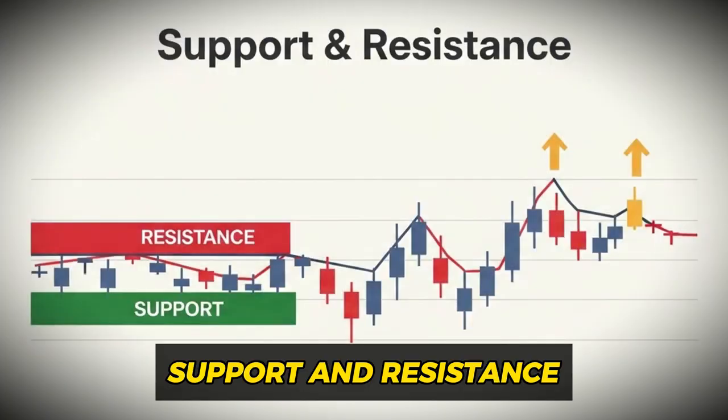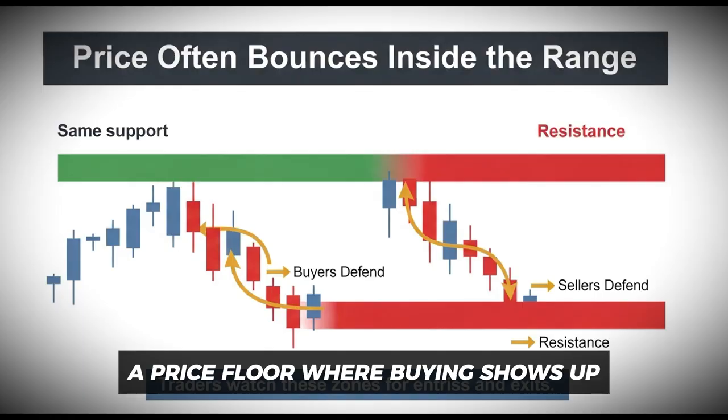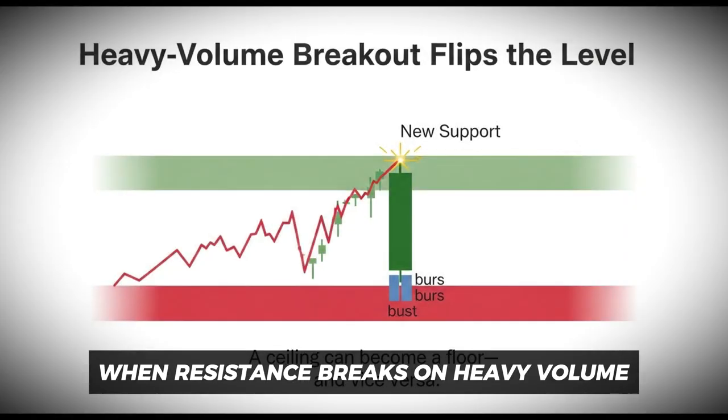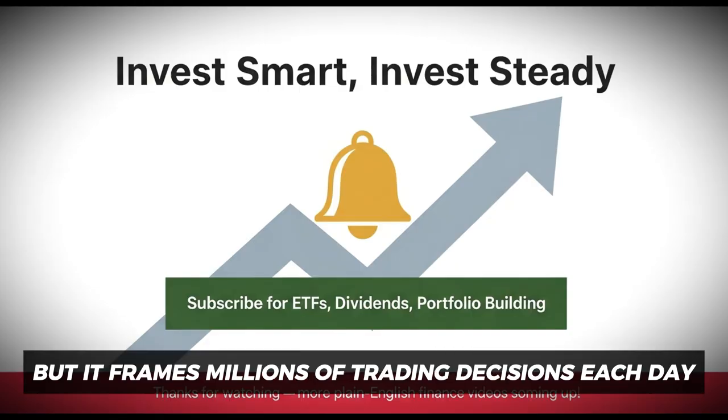Support and resistance. Chart watchers draw horizontal zones called support, a price floor where buying shows up, and resistance, a ceiling of selling. When resistance breaks on heavy volume, that level often flips to new support and vice versa. Simple, but it frames millions of trading decisions each day.